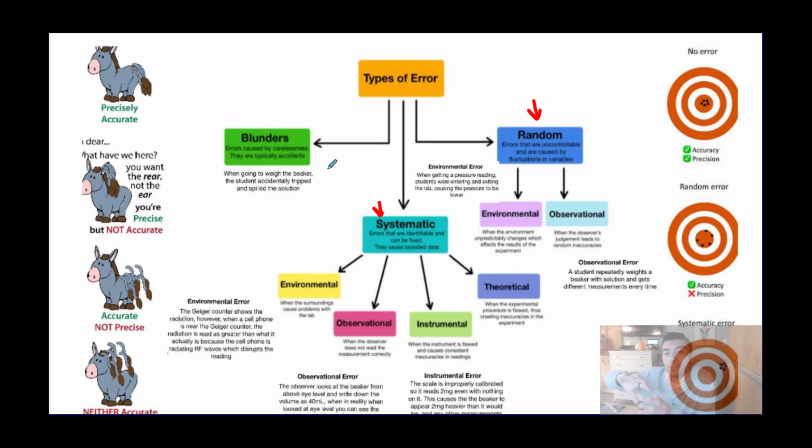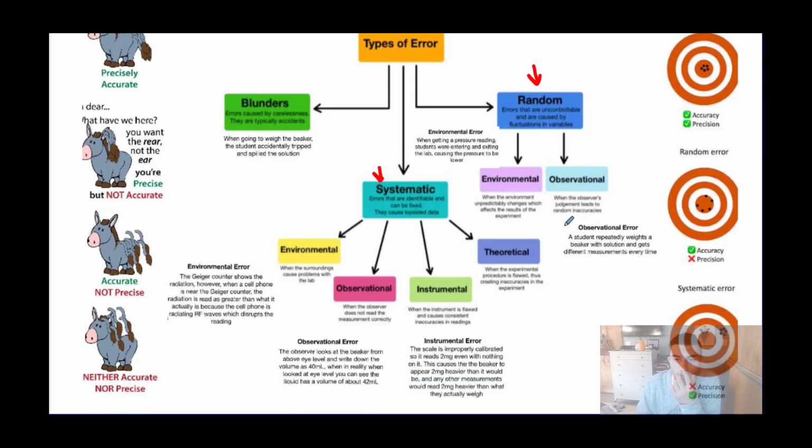Random versus systematic: a random error is an uncontrollable error that's caused by fluctuation of some variable. That's where we get sort of the high and low. The error is equally distributed around the value. It's equally high and equally low. A systematic error is errors that are identifiable. They can be fixed. They cause lopsided data. So in a systematic error, my error is going to be shifted either constantly too low or constantly too high around the value that we should get. And I gave you some examples of different random and systematic errors that you can go through there.